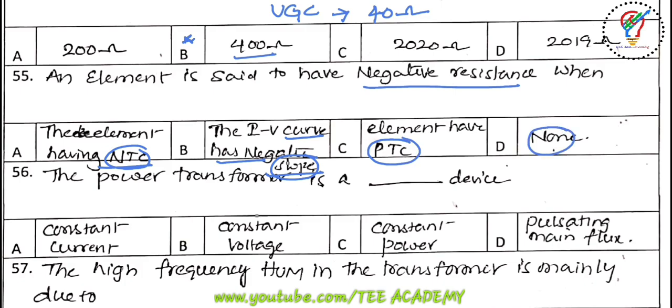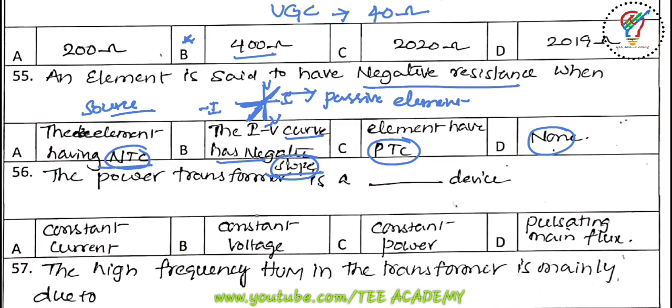An element is said to have negative resistance if, taking the voltage axis and the current axis, with negative voltage and negative current too, the negative resistance characteristic will generally lie in that region. The current and voltage curve will have a negative slope here. A positive slope means it is a passive element. A negative resistance slope means it is a source. So consider this an extra point.